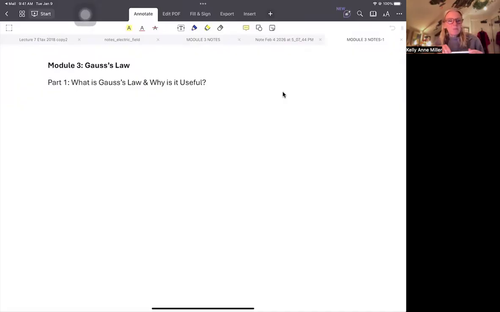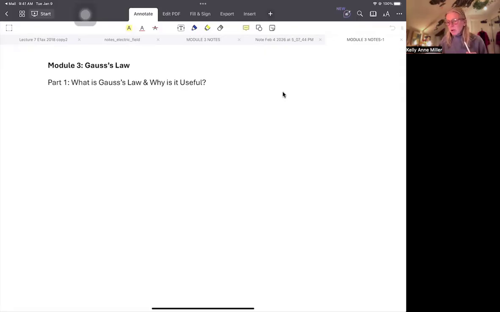So like how you can exploit specific symmetries with charge distributions to find the electric field of a complicated array of charges using Gauss's law. We'll go through a bunch of different specific examples, some of which I think will be very useful for your challenge this week.